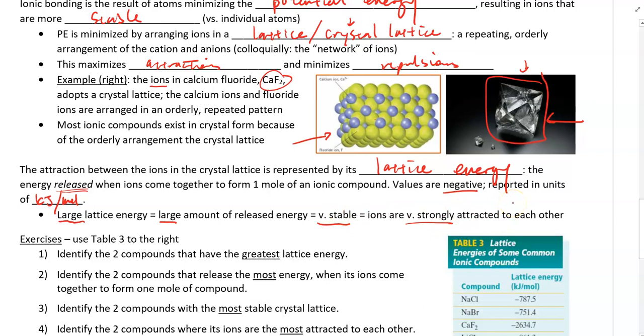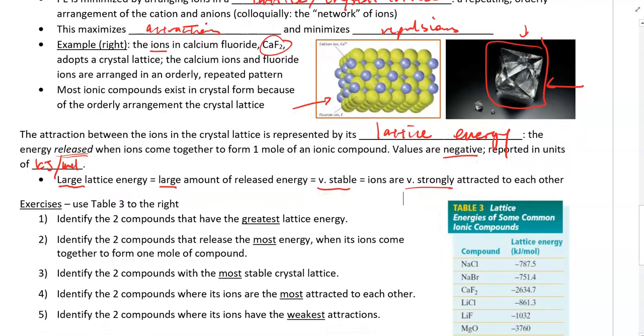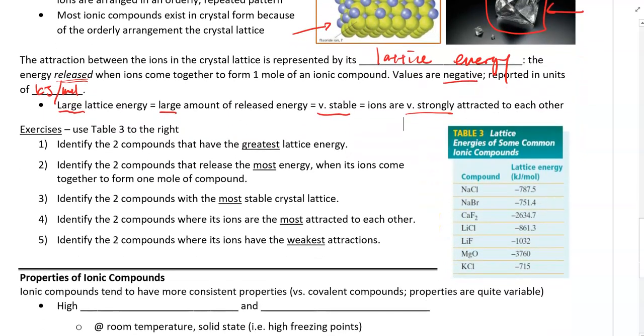So you can also take it the other way. What if I have a low lattice energy? Meaning only small amounts of lattice energy. Small lattice energy means that small amounts of energy were released. And then that means it's not as stable. Not saying it's not stable, just not as stable. And now your ions are not as strongly attracted to each other. A lot of this comes down to relative comparison. So it's not exactly 1 for 1, but it gets close.